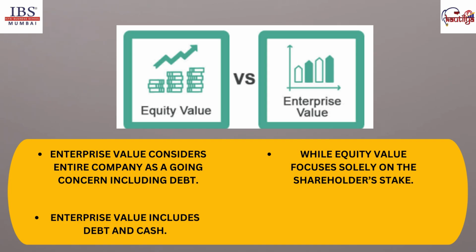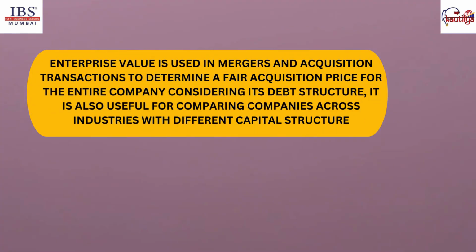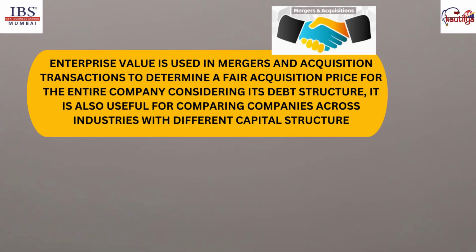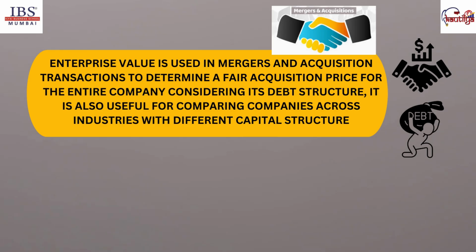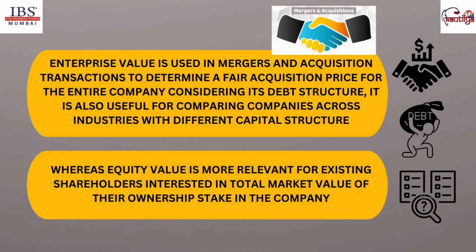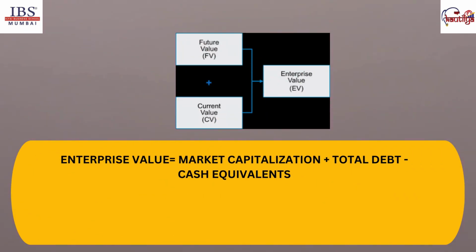Enterprise value includes debt and cash, while equity value only considers equity. Enterprise value is used in mergers and acquisition transactions to determine a fair acquisition price for the entire company, considering its debt structure. It is also useful for comparing companies across industries with different capital structures. Whereas equity value is more relevant for existing shareholders interested in the total market value of their ownership stake in the company. Enterprise value is equal to market capitalization plus total debt minus cash equivalents.